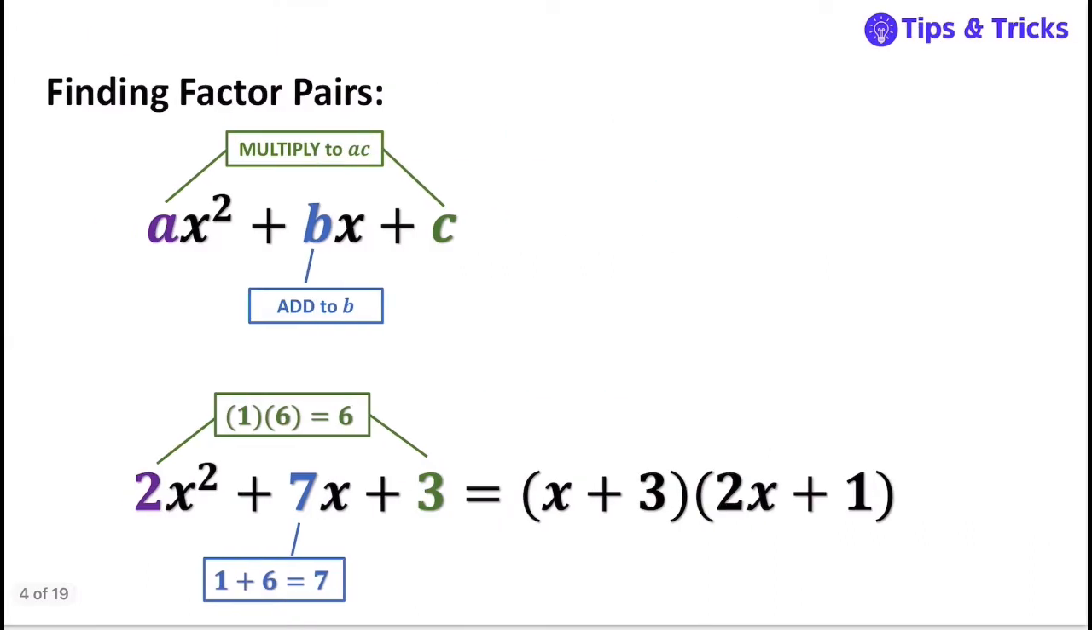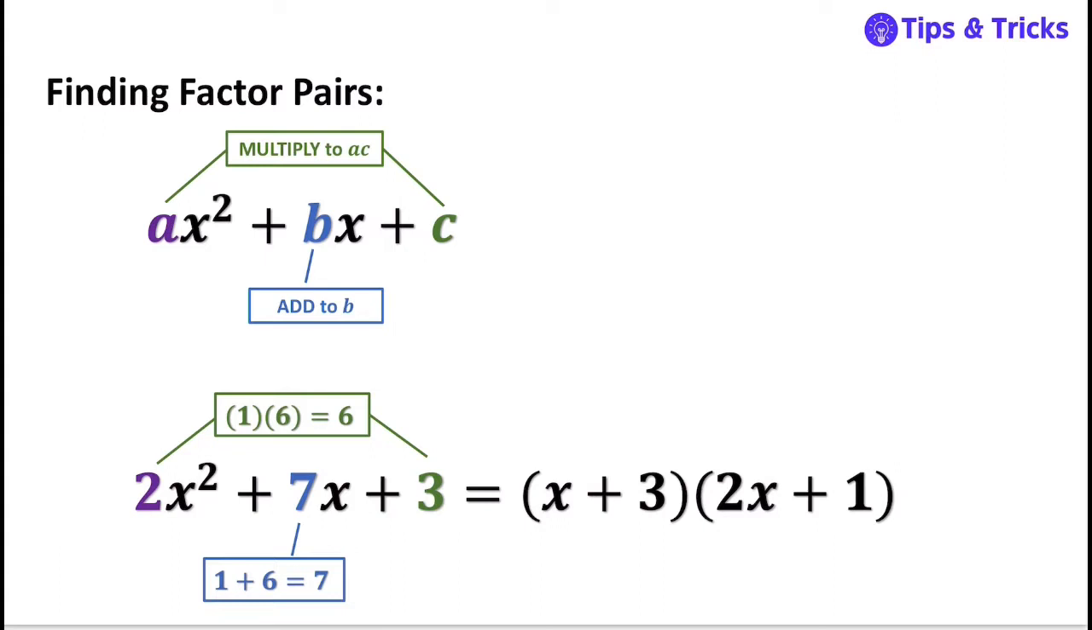So when we find factor pairs, remember we do that a little bit differently for trinomials where a is not equal to 1. What we have to do first is figure out what two numbers will multiply to a times c, okay? So we're looking for numbers that will multiply to this product. And we also need the factor pair that's going to add to b. So for example, if we were factoring the trinomial 2x squared plus 7x plus 3, we would look for what two numbers will multiply to 2 times 3, which is 6, and add up to 7. So that's going to give us the pair 1 and 6, because 1 times 6 equals 6 and 1 plus 6 equals 7.